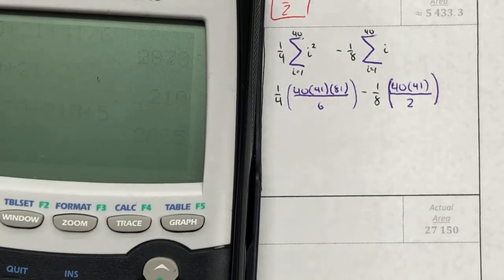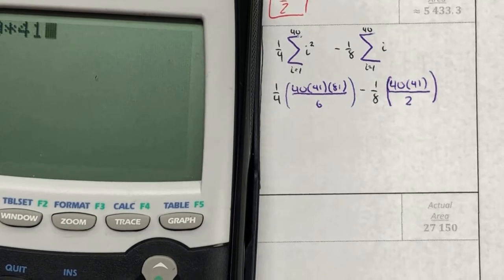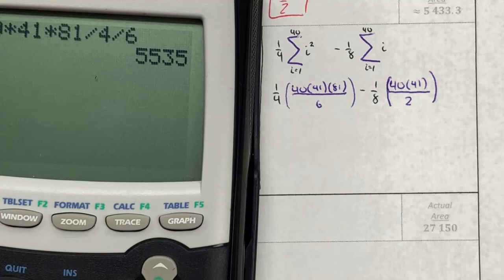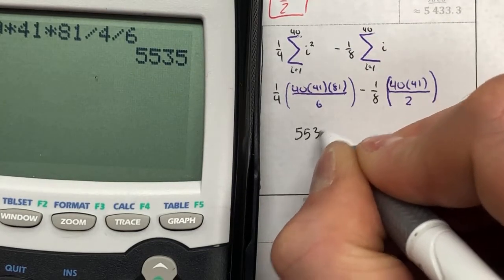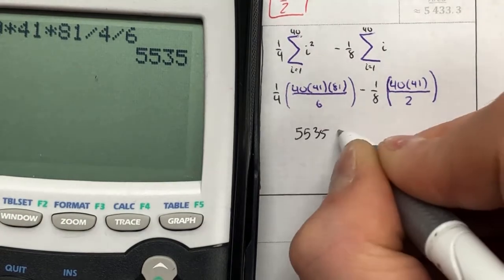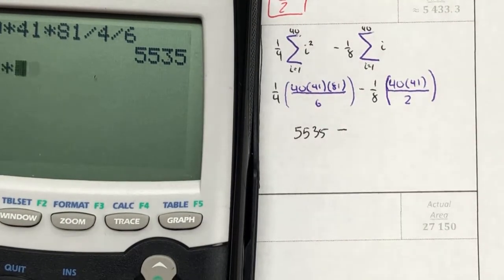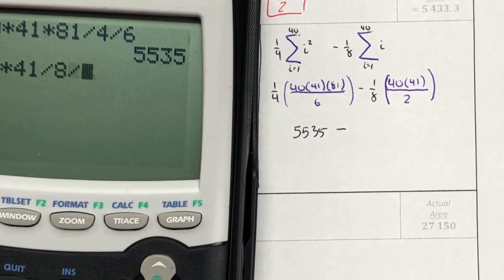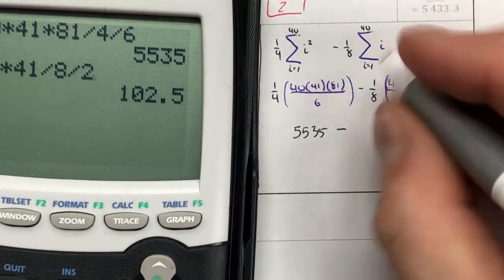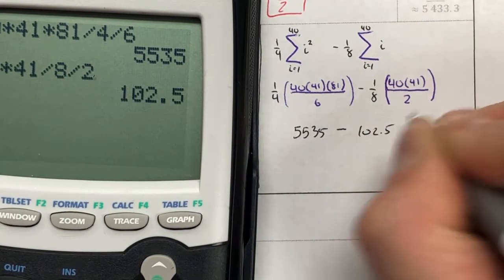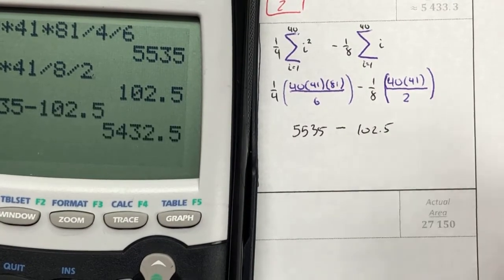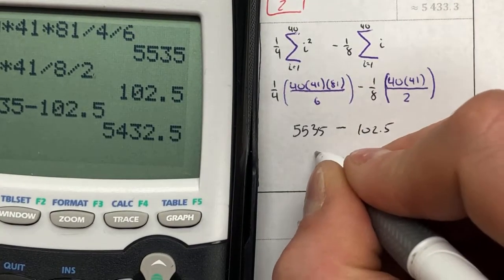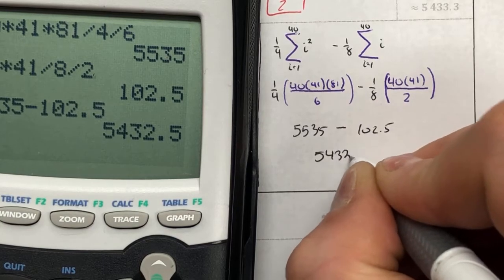For the first one, we have 40 times 41 times 81 divided by 4 divided by 6. We get a value of 5,535, and we are subtracting 40 times 41 divided by 8 divided by 2, which is 102.5. So 5,535 minus 102.5 is going to give us a value of approximately 5,432.5.